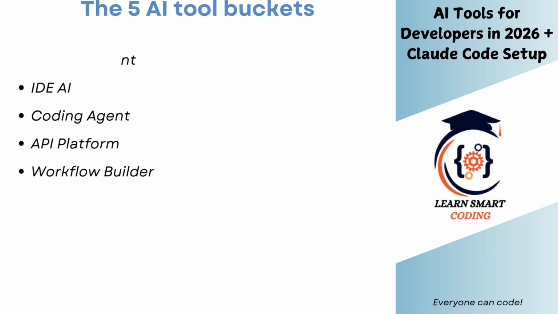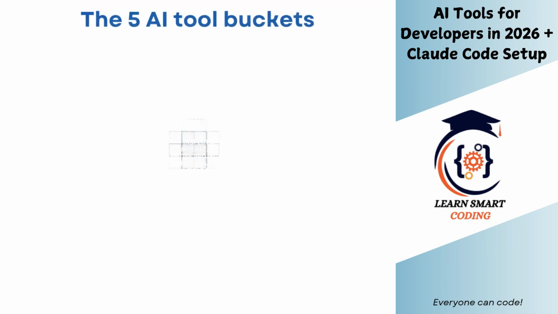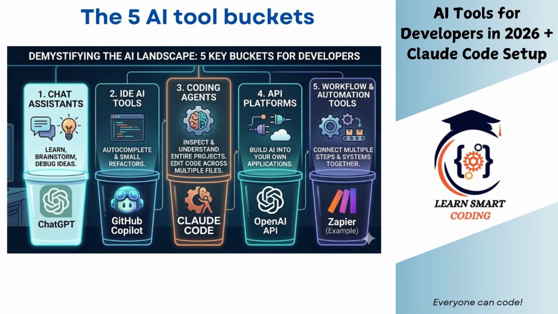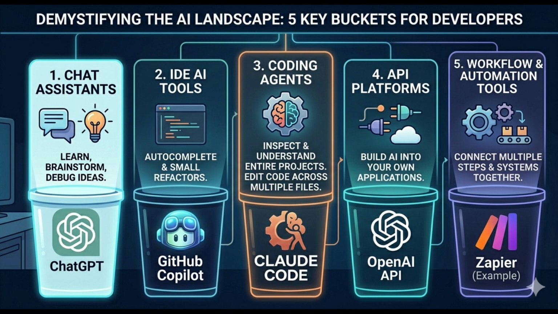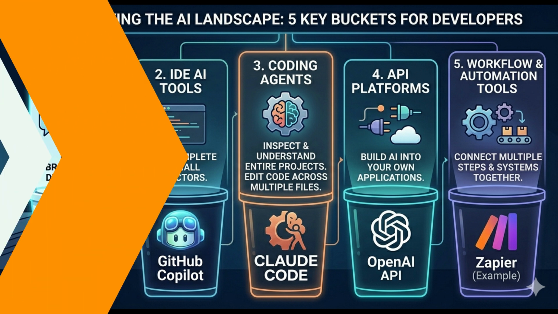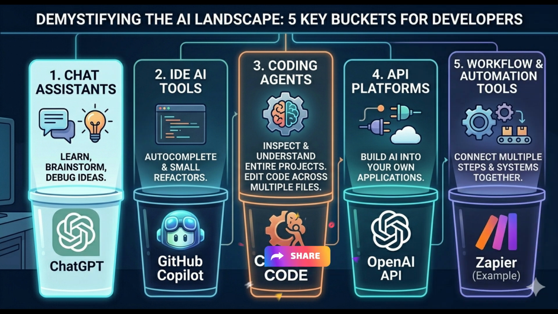First, the chat assistants. These are great for asking, learning, brainstorming, debugging ideas, and understanding the concepts. Second one is IDE AI tools. These help while you code inside the editor: autocomplete, suggestions, or small refactors. Third one is the coding agent. This is bigger than autocomplete. These tools can inspect a project, understand multiple files, edit code, and help with large tasks.